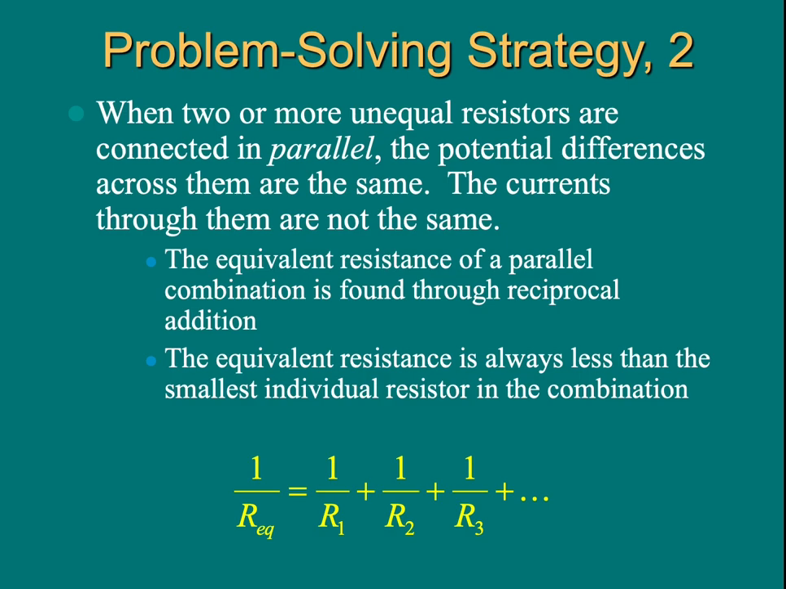When two or more unequal resistors are connected in parallel, the potential difference across them is the same. The currents through them are not the same. The current through each branch has to add up to the total current. We have to calculate the equivalent resistance using the reciprocal addition rule.